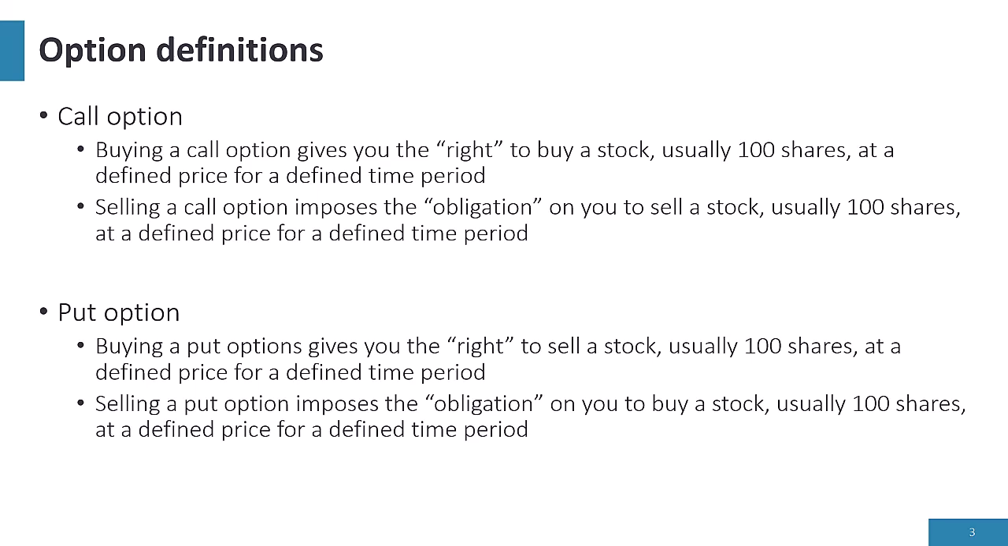Selling a put option imposes the obligation. And when we talk about obligations, think about it this way. Think about it's a promise. So if I sell a call option, I'm promising that I will sell that stock if it's requested of me to sell it at a specific price for a specific time period. If I sell a put option, I'm promising to buy 100 shares of stock at a specific price for a specific time period. And once that time period expires, if I don't buy the stock, then that obligation disappears.